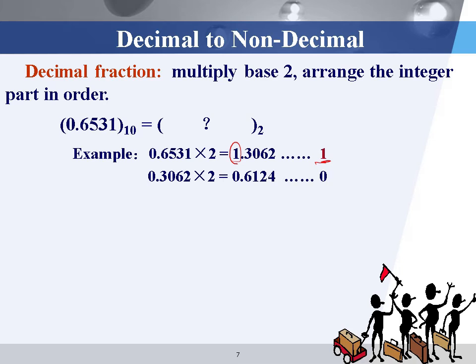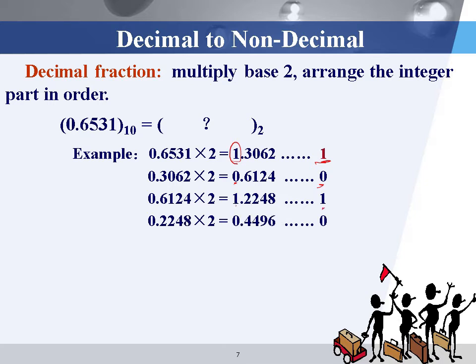So 0.3062 times 2, we got 0.6124. So the integer part is 0. So we got 0. And then we multiply by 2. Okay, so we get 1.2248. So the integer part is 1. And then we have 0.2248 multiplied by 2. We got 0.4492, and the integer part is 0. So we can do it again and again.